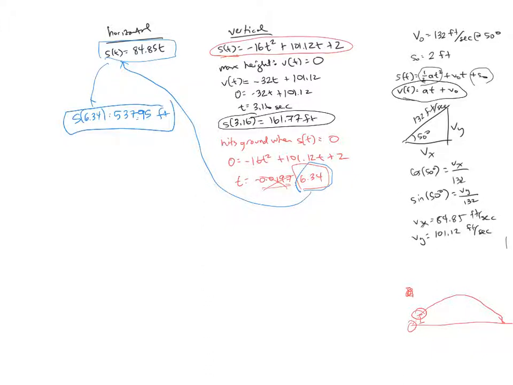So the maximum height is 161.77 feet. The time it's in the air is 6.34 seconds. I should have put seconds there. And then the distance that it goes is 537.95 feet.